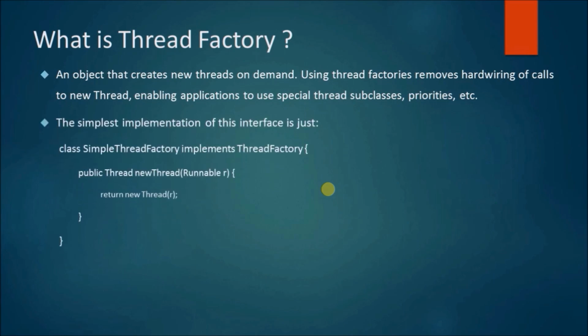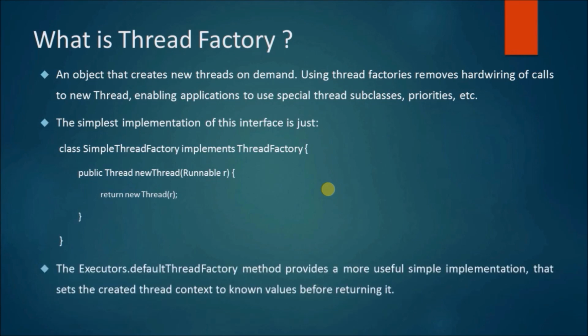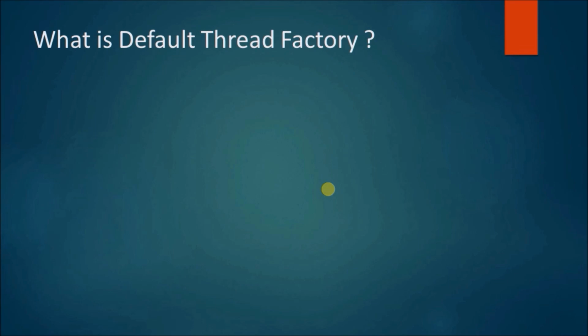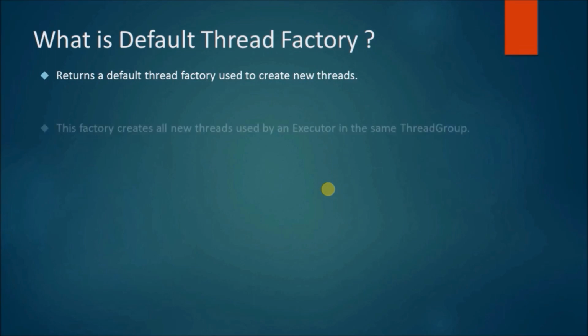The simplest implementation of this interface is just, here is the example. The Executors.defaultThreadFactory method provides a more useful simple implementation that sets the created thread context to known values before returning it. What is default thread factory? Returns a default thread factory used to create new threads.